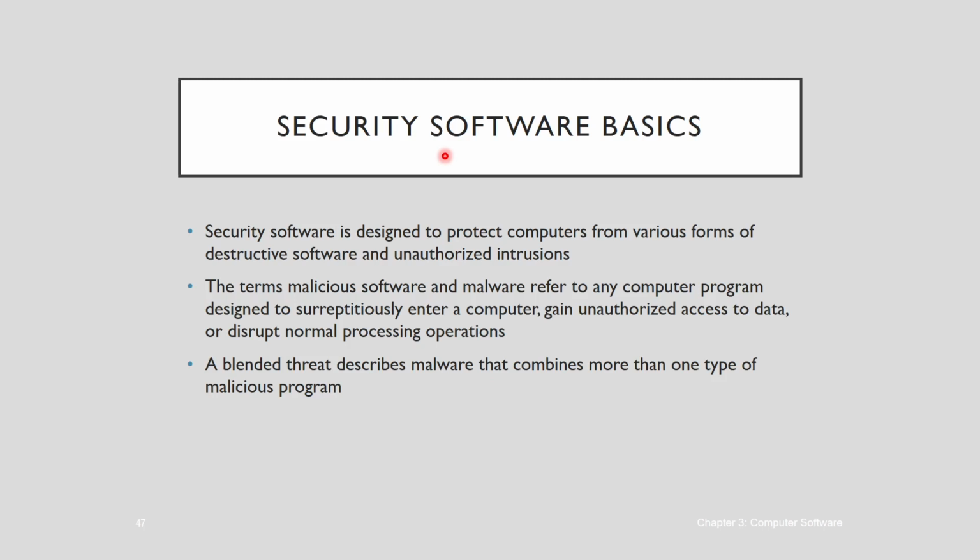What is a security software? It is designed to protect computers from various forms of destructive software and unauthorized intrusions. It can be classified into various types like antivirus, anti-spyware, anti-spam, and firewalls. And each type focuses on a specific security threat.